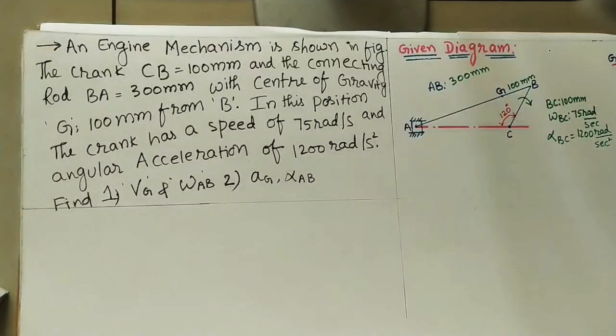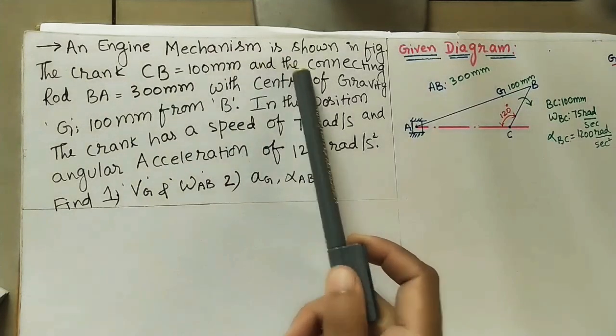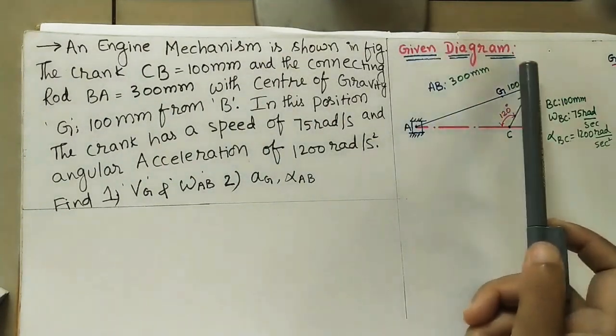Today we will see how to draw the velocity diagrams, an easy method. Take the given question initially. Here one engine mechanism is given. The diagram is like this. It is a given diagram.